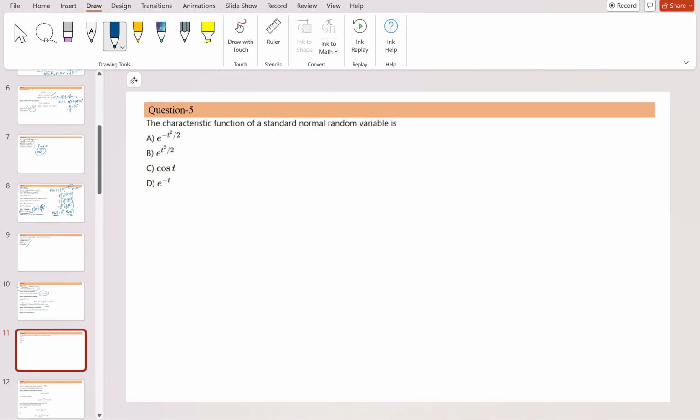Let's move forward. Here, the characteristic function of a standard normal random variable is being asked. What will be the answer? Okay. Try to find it out. Let me know if you have any doubt.